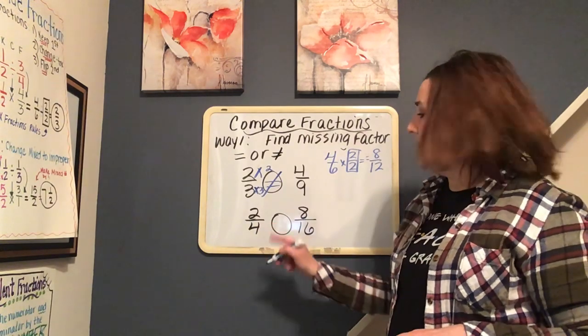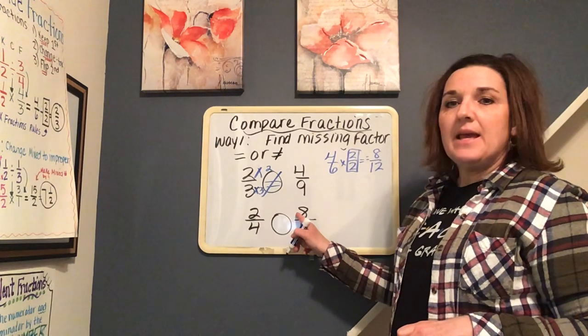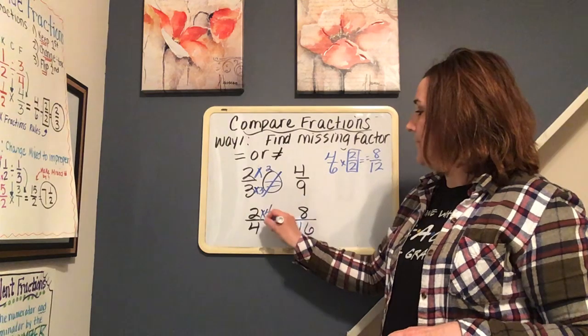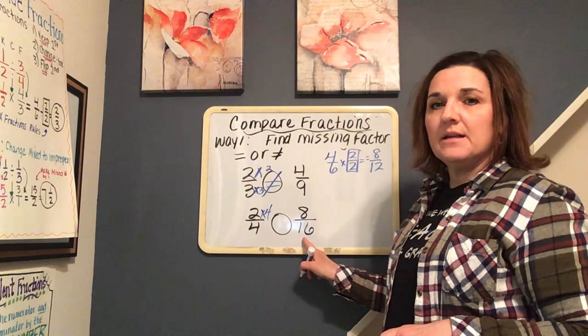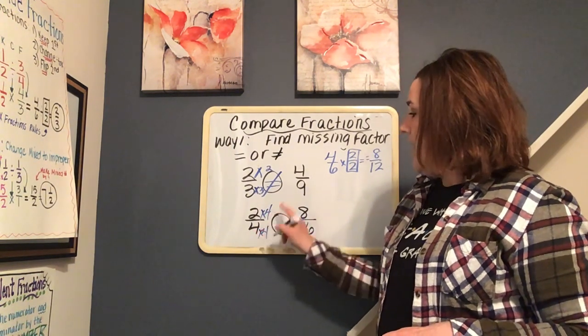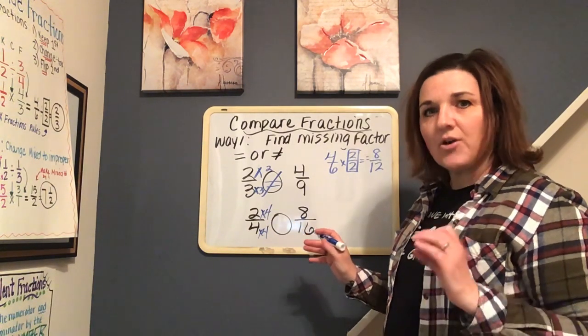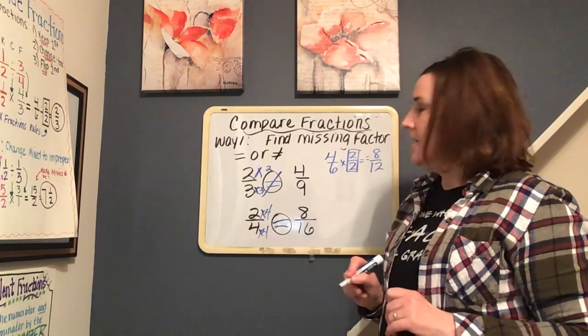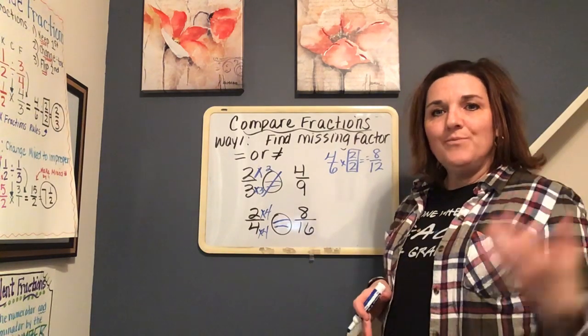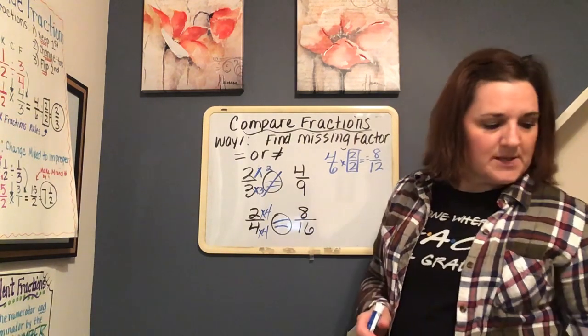Let's do the second example. How do you go from 2 to 8? Times 4. How do you go from 4 to 16? Times 4. And because 4 and 4 is the same, that means these two fractions are equal to each other. So the question becomes equal or not equal. So let's do another example for this.